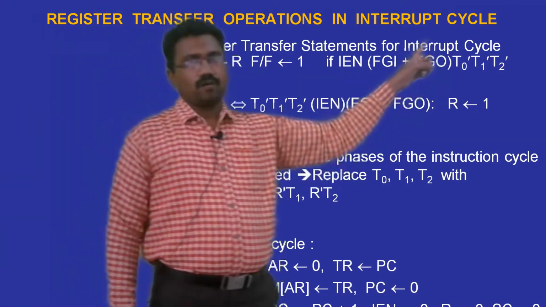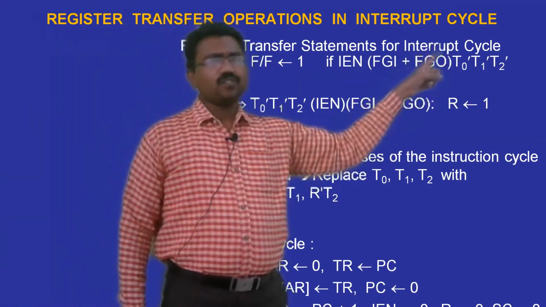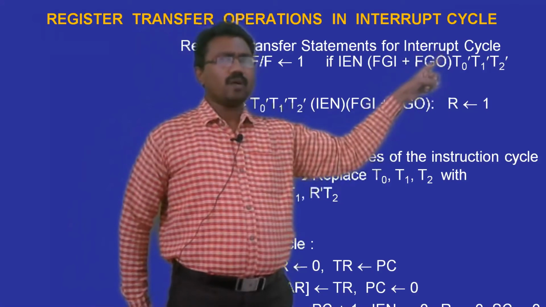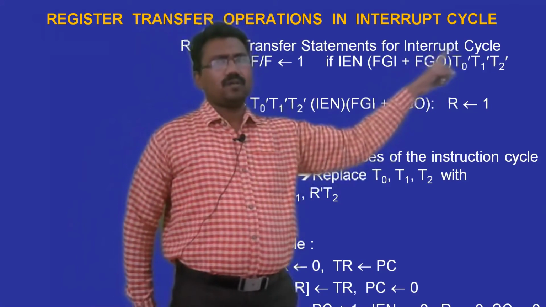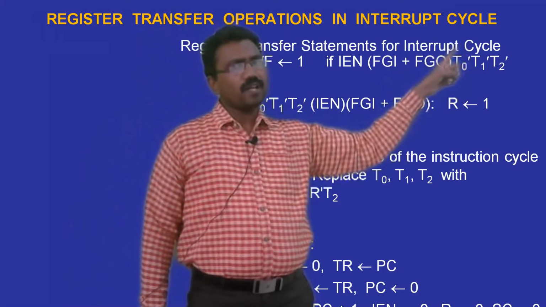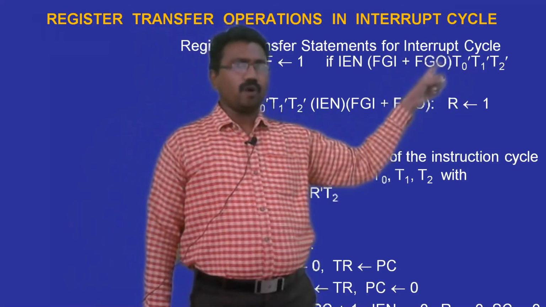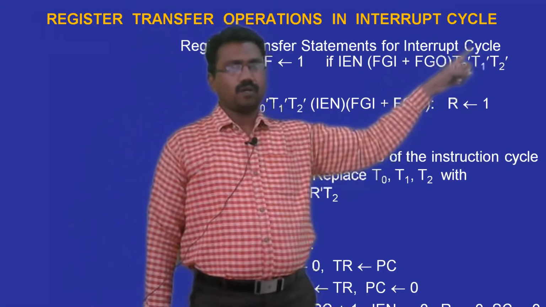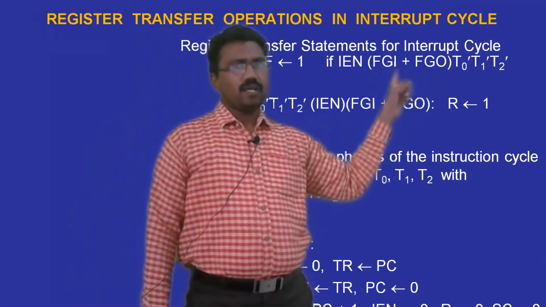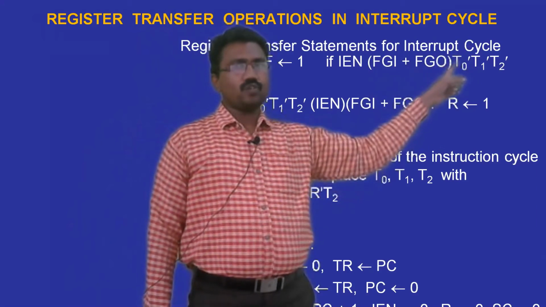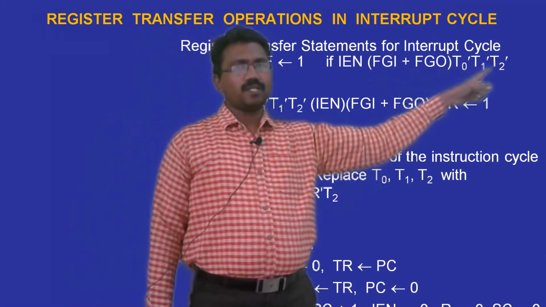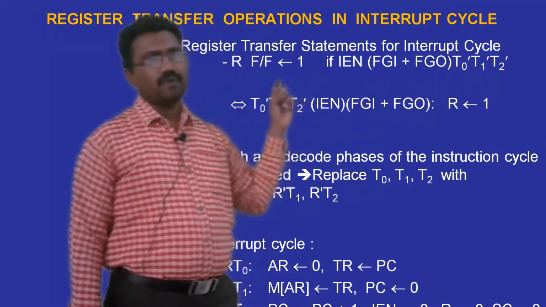And T0 bar means T0 is 0, so T0 bar is 1. Next T1 bar: T1 is 0, T1 bar is 1. Next T2 bar: T2 is equal to 0, T2 bar is 1. So IN is 1, FGI plus FGO is 1, T0 bar is 1, T1 bar is 1, T2 bar is 1. This is the control function to set the R flip-flop to 1.